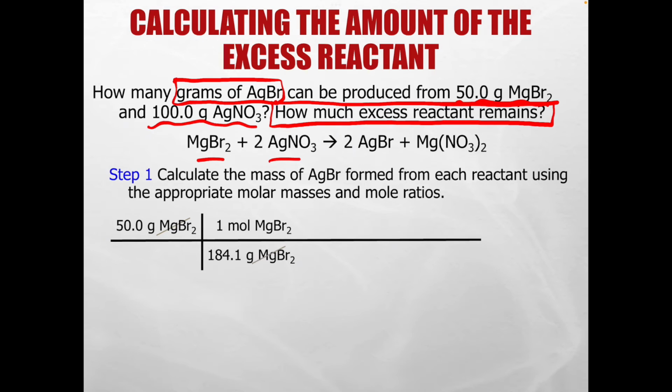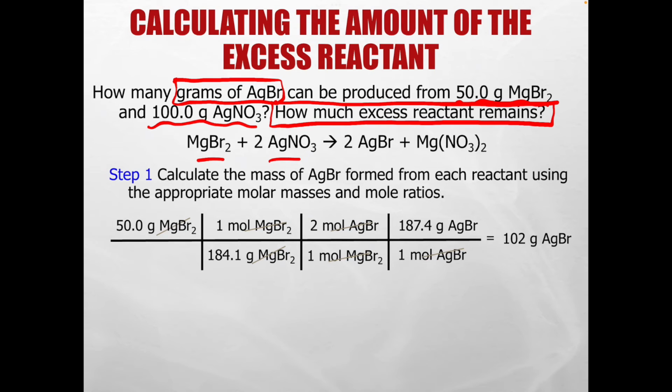Once we've done that, now we can use the mole ratio to turn moles of magnesium bromide into moles of silver bromide. You'll notice there's only 1 mole of magnesium bromide in our balanced chemical equation, but there's a 2 in front of silver bromide, so we put a 2 here. Okay. Now that we have moles of silver bromide, we can use the molar mass of silver bromide to convert moles into grams. So 1 mole will go on the bottom, and our molar mass will go on the top. Now we can multiply everything out and get our answer.